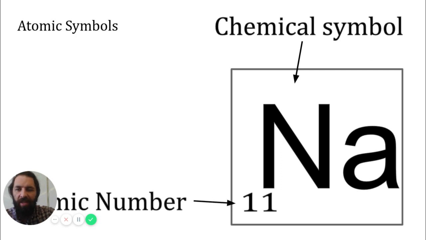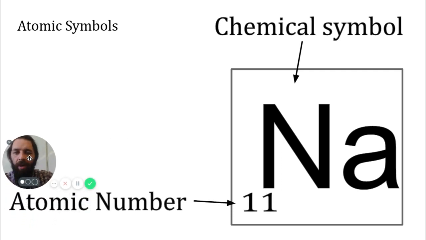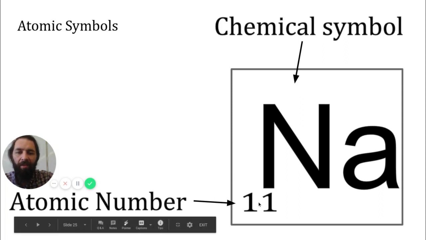Next up, the atomic number. There we go. The atomic number is going to be down at the bottom left, okay? So the atomic number for sodium is 11. It has 11 protons, so we put an 11 right there.